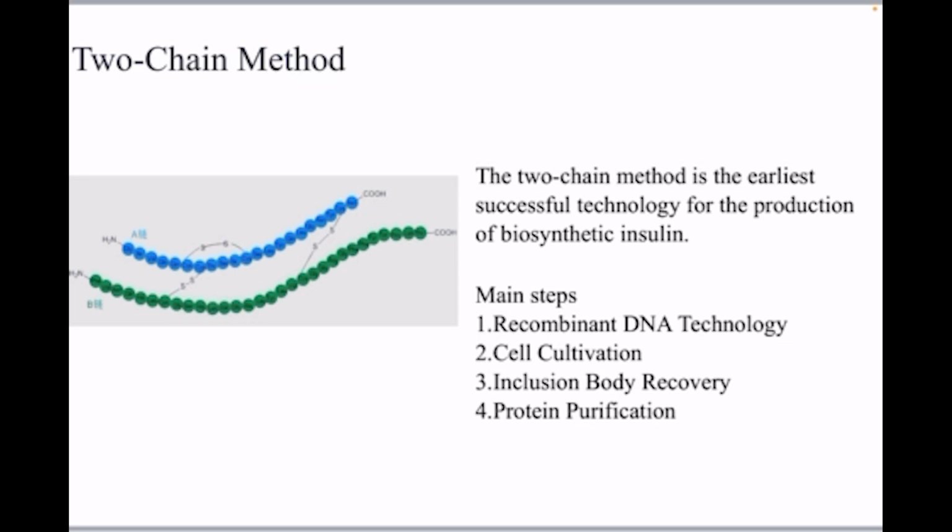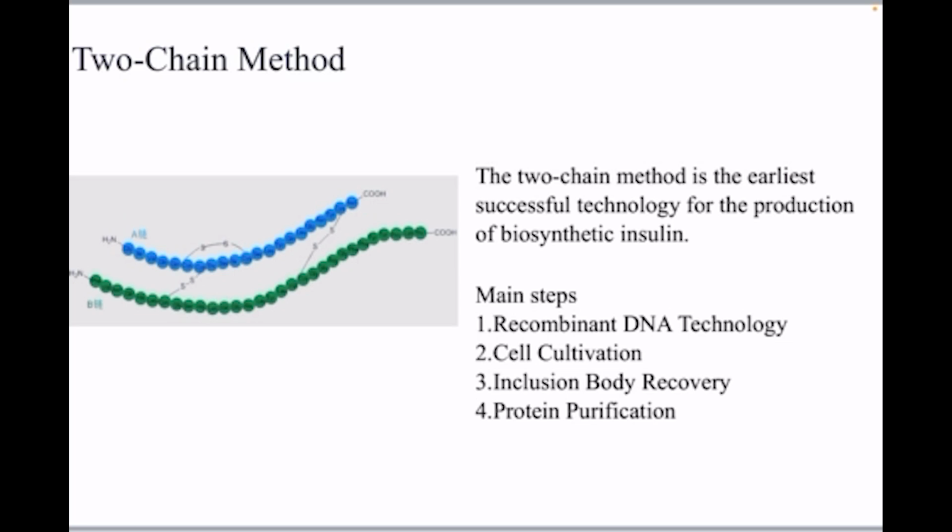Since the fusion protein accumulates in the form of inclusion bodies within the cells, it needs to be separated after cell lysis. Inclusion body recovery. Inclusion bodies are recovered from the culture medium using centrifugation and other methods, and these bodies are rich in the target fusion protein. Protein purification. After solubilizing the inclusion bodies, the A and B chains are extracted after the fusion part is removed.